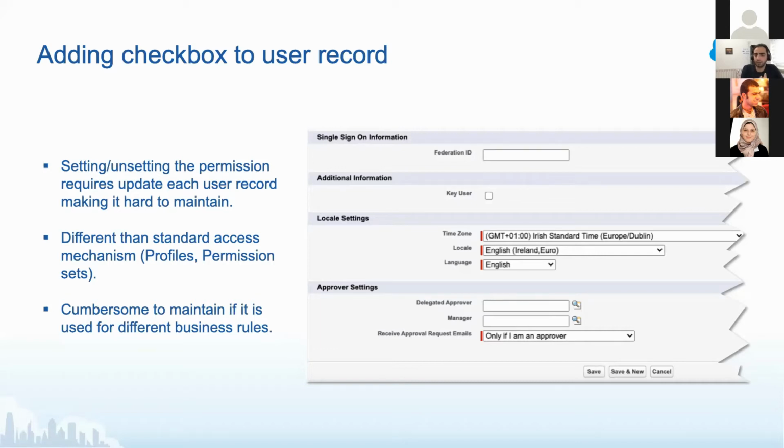Right now, we are talking about one business rule to have a key user. What if in the future we have different types of these key users? At the end, we will end up with a couple of dozen checkboxes added to the user record, and we need to maintain that. Definitely, we can say that this is not a best practice that we want to maintain as an awesome admin. So what is the best practice to do so?